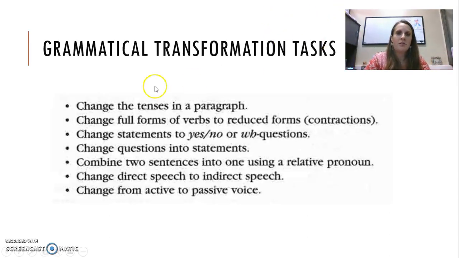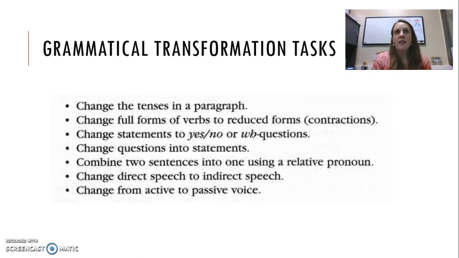So some examples are grammatical transformation tasks. You see this a lot. Where the students have to change the tenses in a paragraph or a sentence, right? So the sentence says, I go to the supermarket, and you ask the students to write it in past tense. I went to the supermarket. These are the beginnings of writing. This is intensive. Changing full forms of verbs to reduced forms so they can make contractions. Changing statements into yes, no, or WH questions.